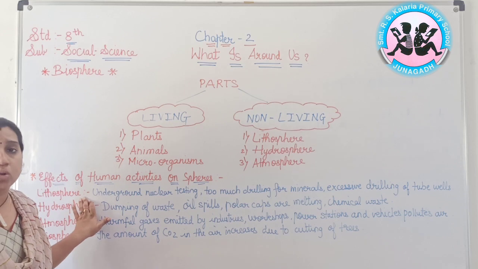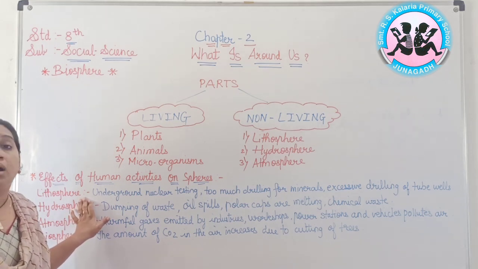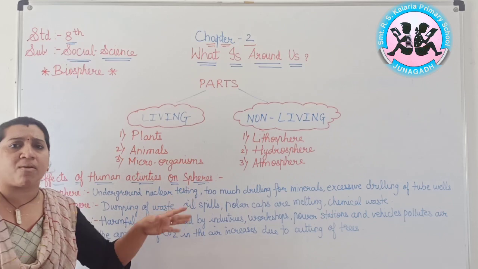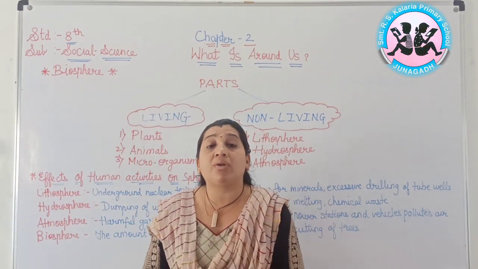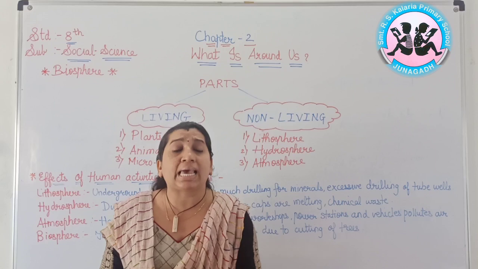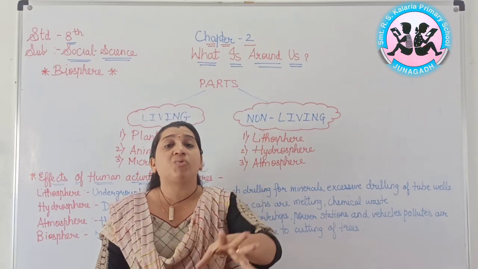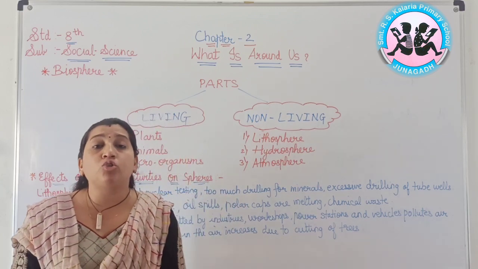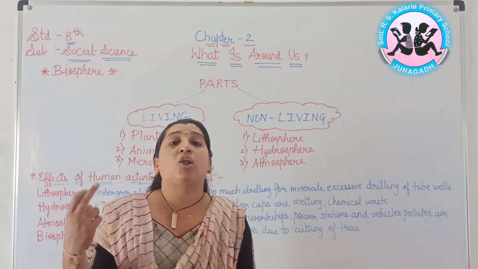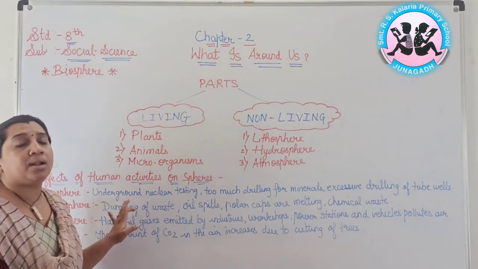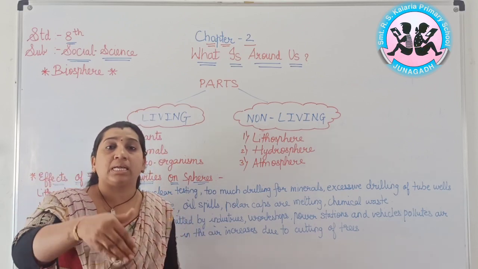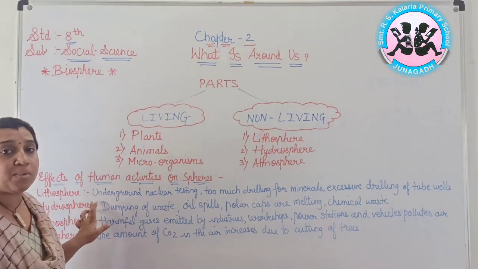Now let us study the lithosphere. How are we damaging the land? First, underground nuclear testing. Now each and every country has nuclear weapons. Nuclear weapons are very dangerous. During the Second World War, America released nuclear bombs on Japan, at Hiroshima and Nagasaki. Even now the presence of that nuclear material is still in the air of Hiroshima and Nagasaki. Nuclear testing is not done on the surface of the earth, it is always tested under the surface, and that damages the lithosphere.